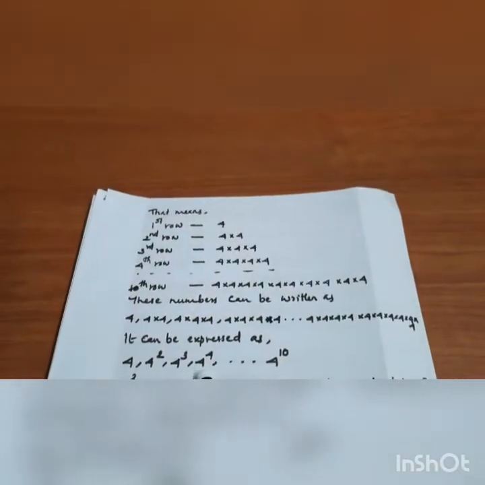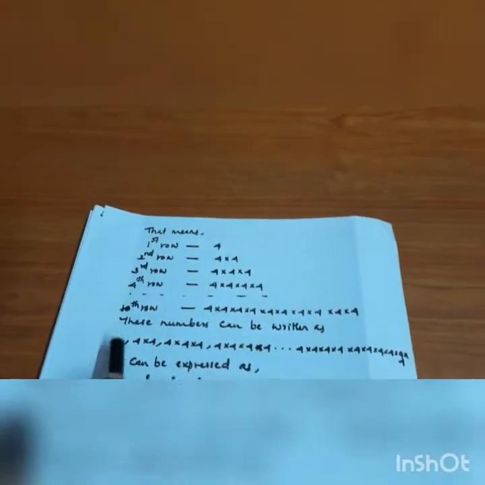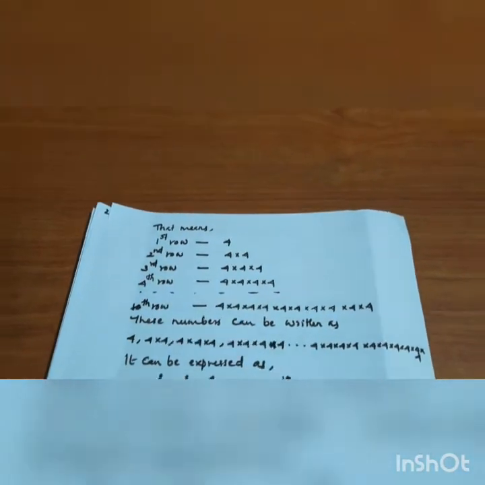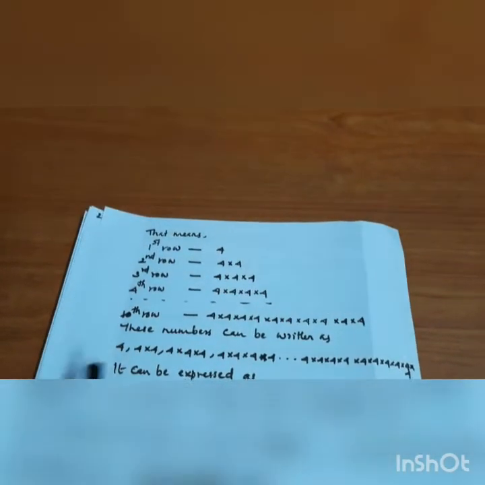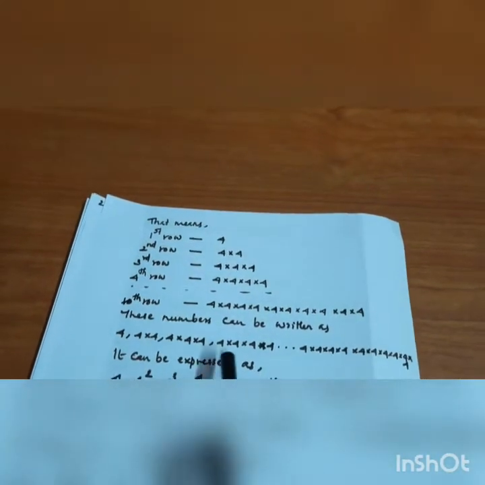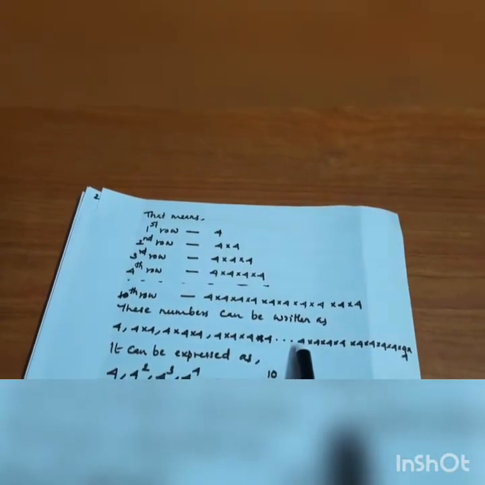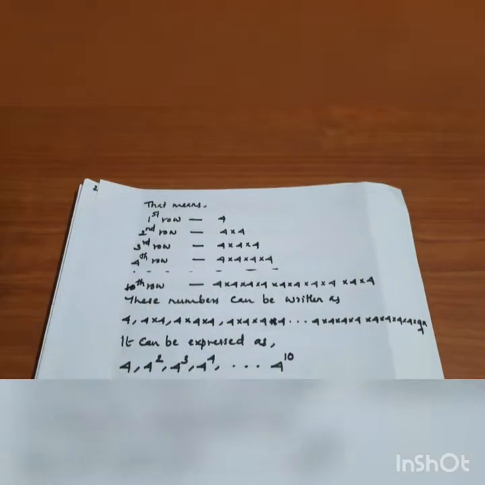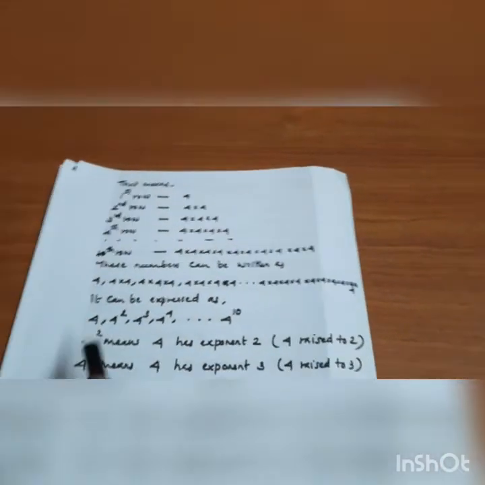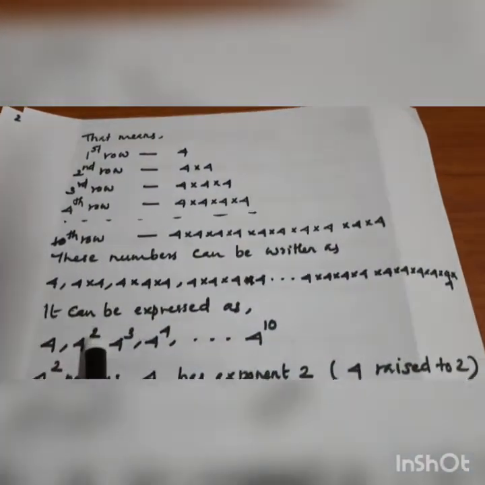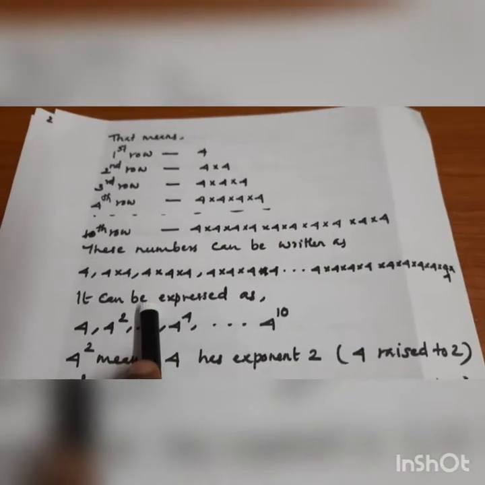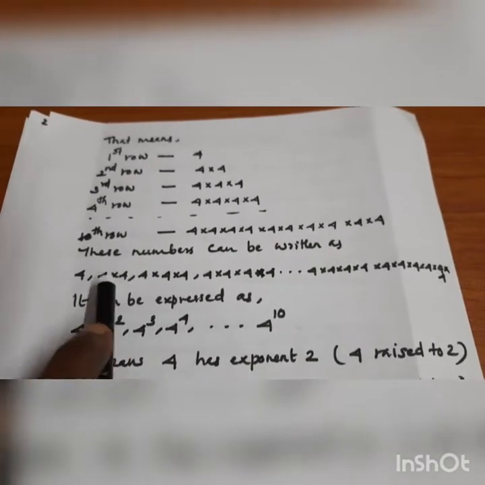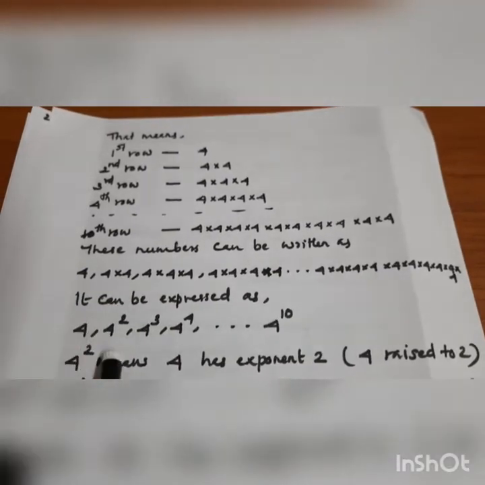This number can be written in pattern form: 4, 4 into 4, 4 into 4 into 4, 4 into 4 into 4 into 4, etc. Up to 4 into 4 into 4 into 4, 10 times. Then 4 into 4 can be written as, first write 4 and on the right top side, the number of times it is multiplied. How many times? 2 times. That 2 is written on the right top.